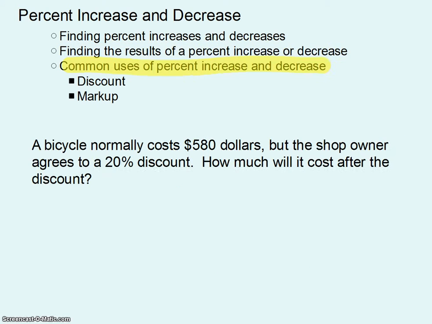Well, now we're going to look at several examples of using percent increase or decrease. A bicycle normally costs $580, but the shop owner agrees to a 20% discount. How much will it cost after the discount? Well, we're essentially asking the same question as we just did. What happens if we take 20% of 580 and take it away? Well, we need to find out what 20% of 580 is.